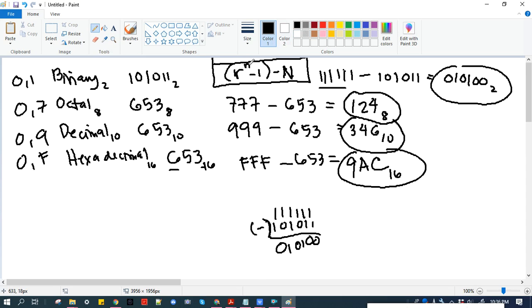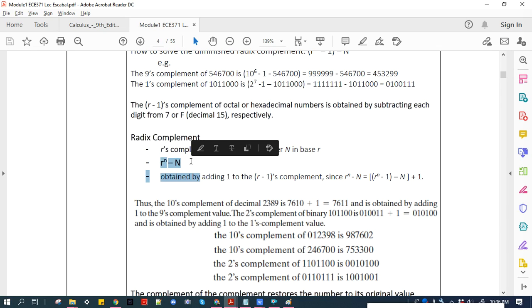So what's the difference? The difference is the negative 1. You don't use negative 1 anymore for the radix complement. It says here that this is obtained by adding 1 to the R minus 1's complement, since R to the n minus N is R to the n minus 1 minus N plus 1. You can obtain the radix complement from the diminished radix complement by adding 1 to it.